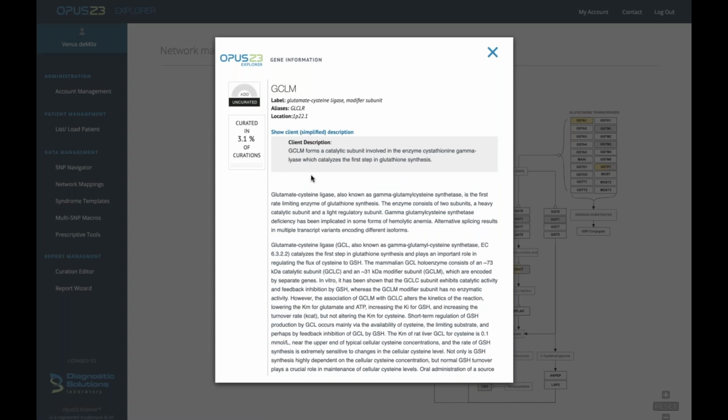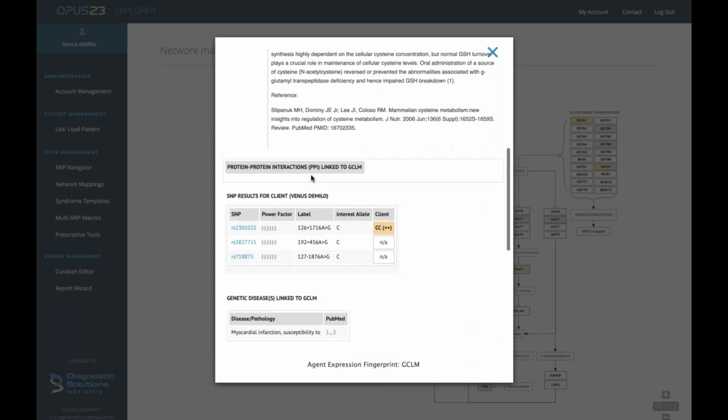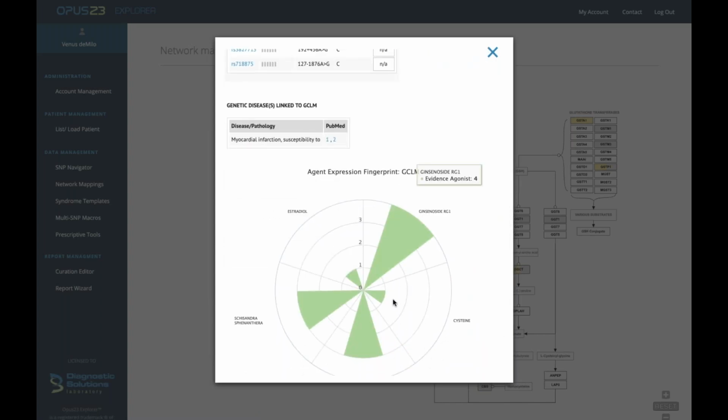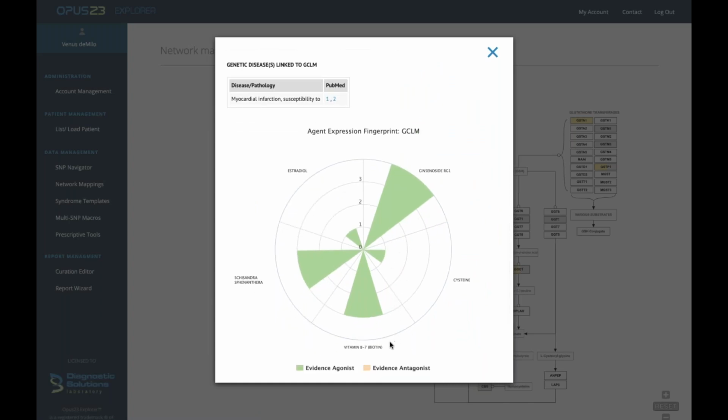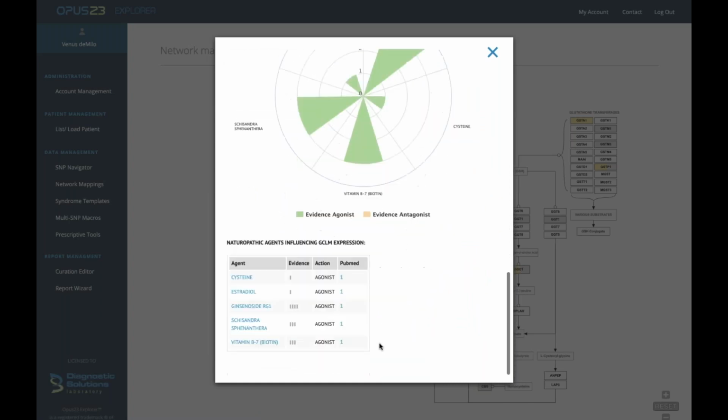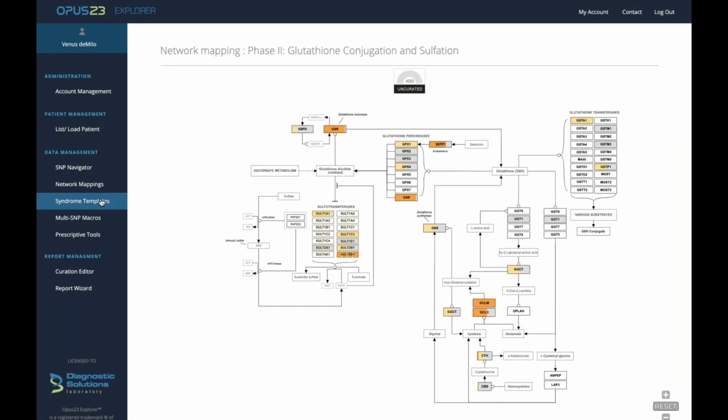You can see it's one sentence. And then you can move down and say, okay, how can I have an impact on this? Maybe I want to give them some vitamin B7, some biotin, that might improve function here. And then you have the literature there. So again, you can access this information, the data, via multiple different applications within Opus Explorer.